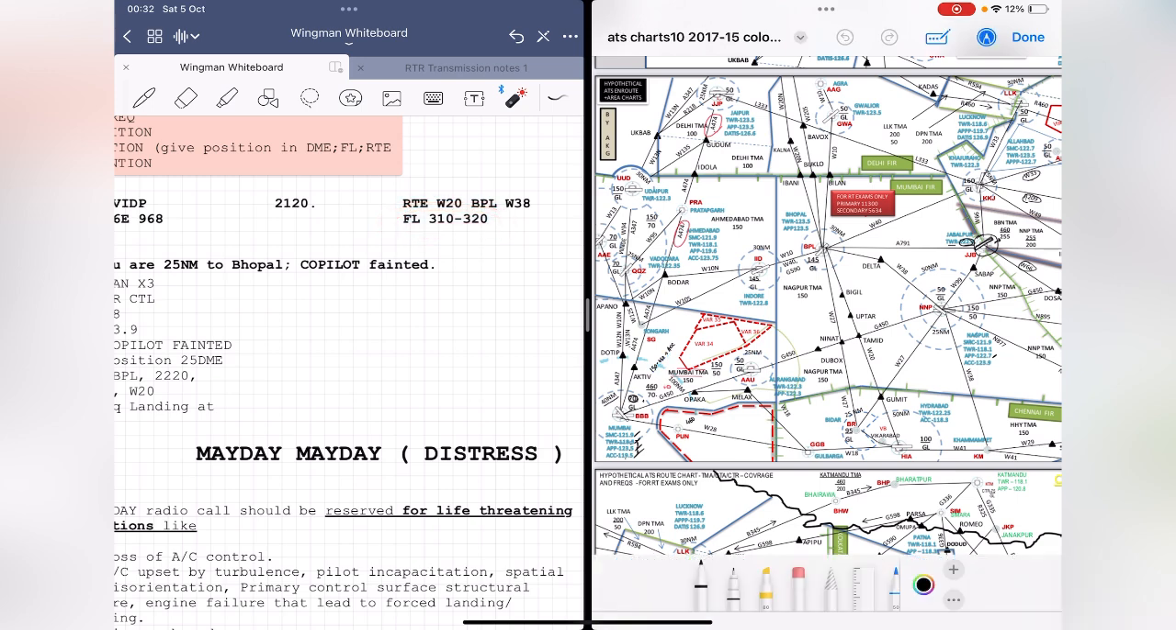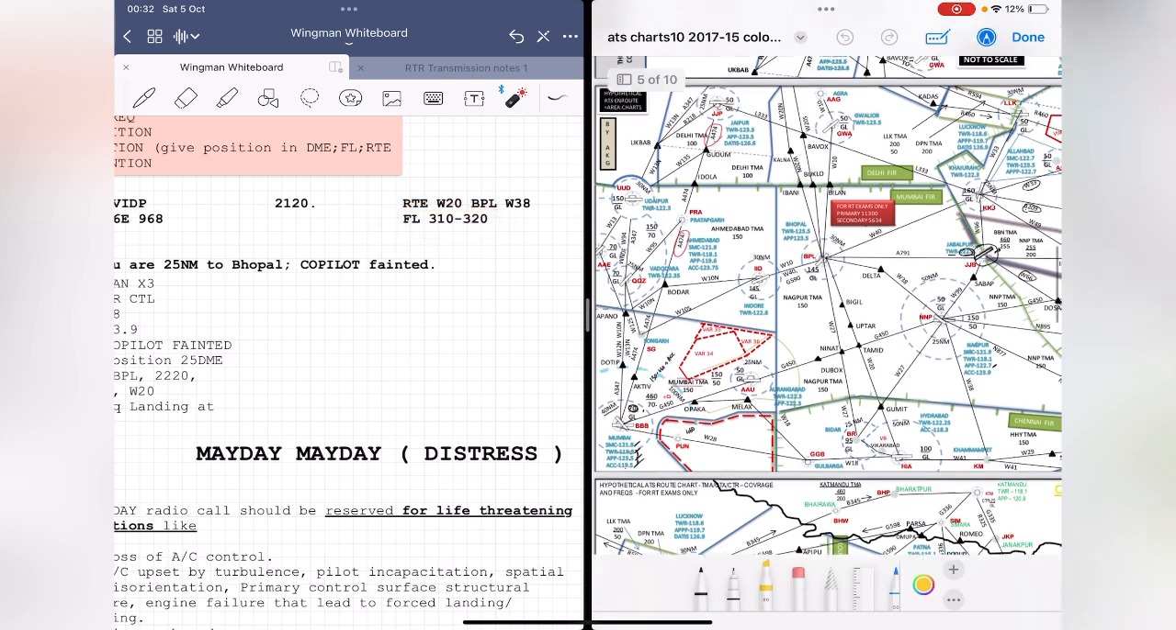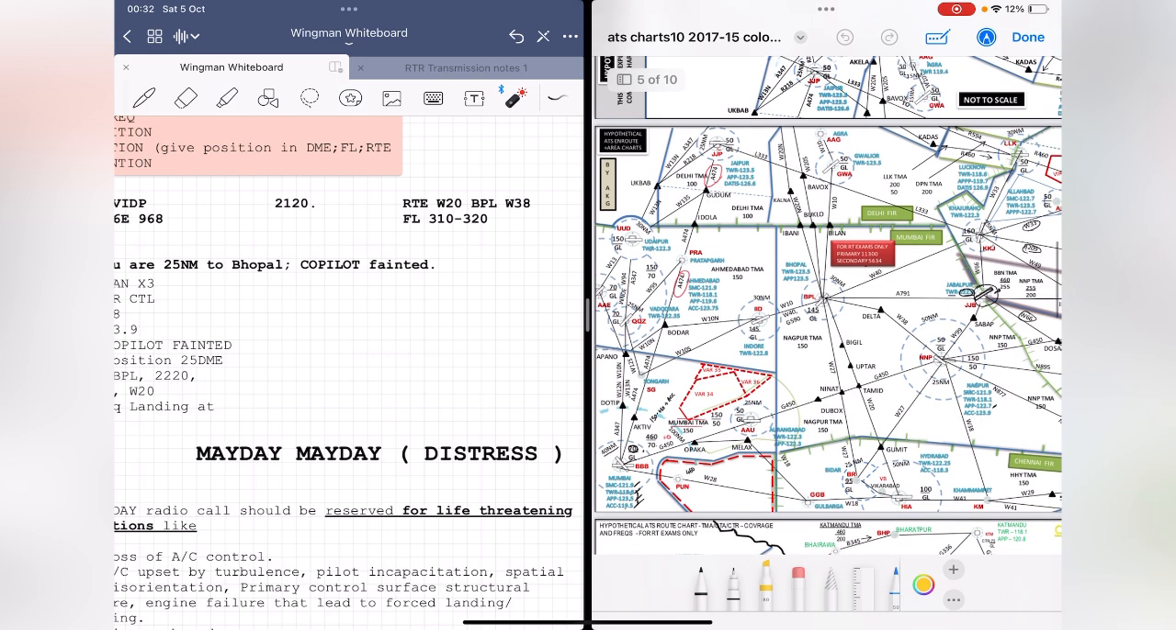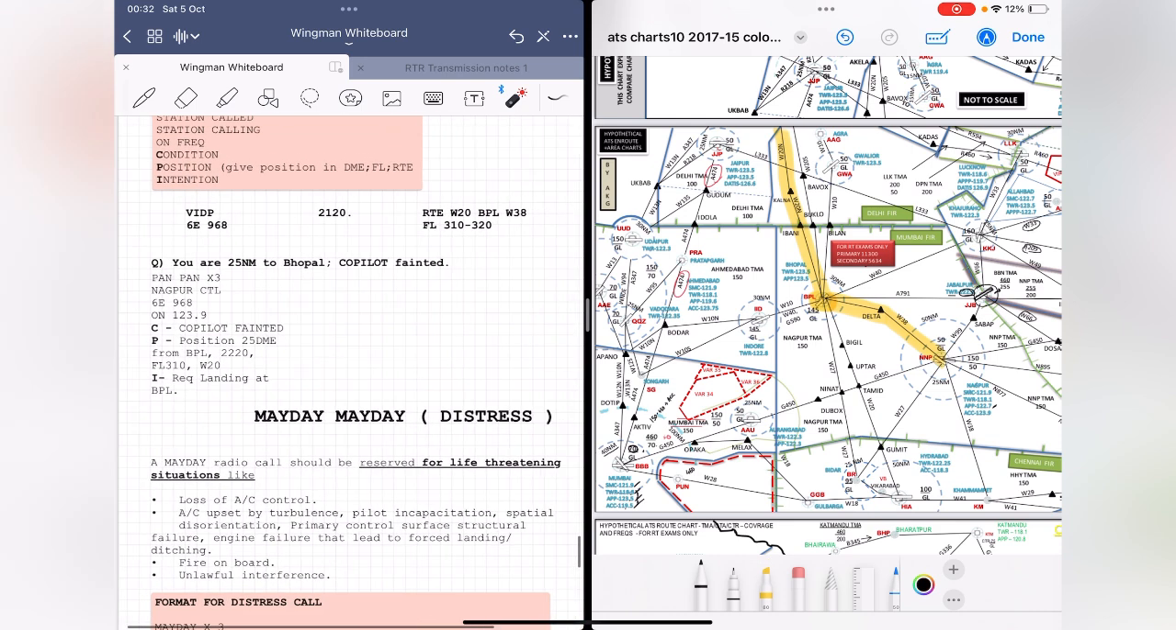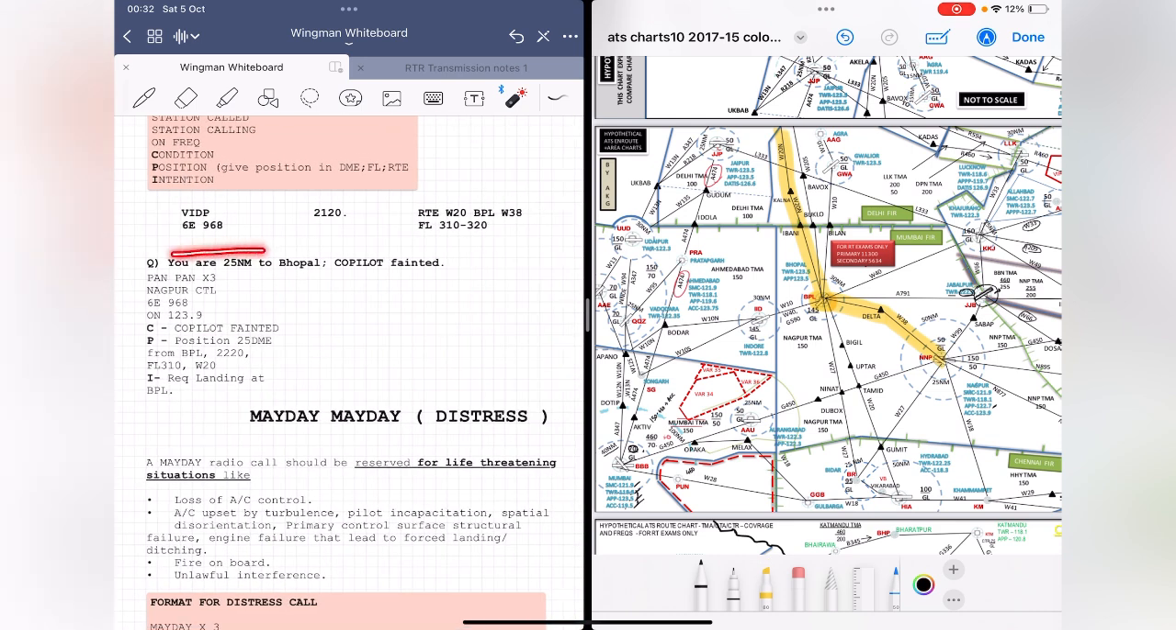So let's take a moment and trace the route on our map. We're coming down Whiskey 20 from Delhi, that's this. We're coming down all the way to Bravo Papa Lima. From there we're going to take Whiskey 38 and proceed further. So far this is all the detail we know about. Fine. So the question says that you are 25 nautical miles from Bhopal and a co-pilot has fainted.